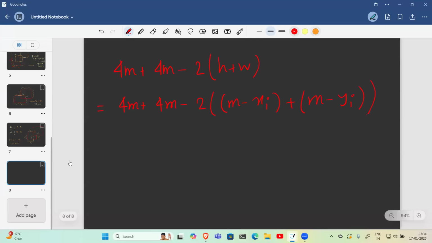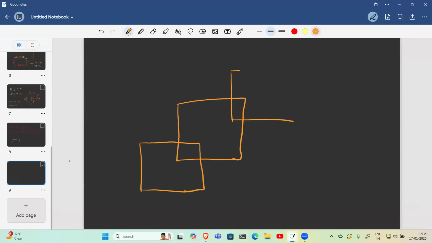Now, what if there are multiple squares? What if the value of n is large? Okay, let me draw it on one more page. So I had some square here. Then I had one more square here. And then again I had a square here. All these squares are of the same length, m cross m squares. And the values of shifts are known, right? So this distance is known.